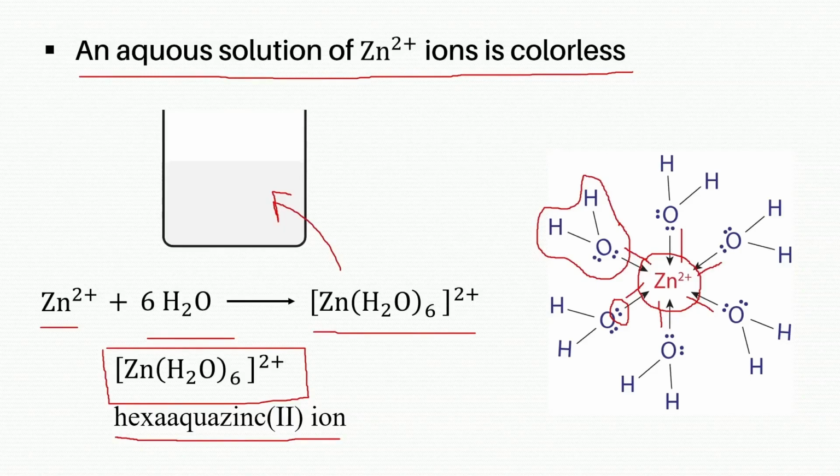I just explained the reasons for the specific colors given by d-block metal cations in aqueous solutions.